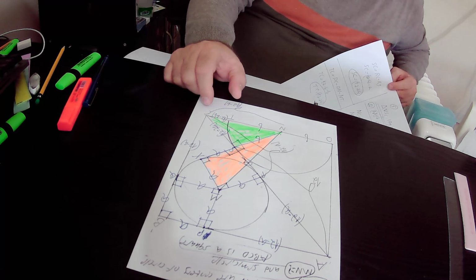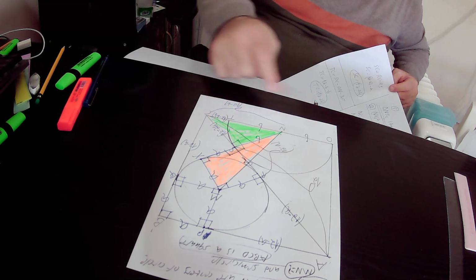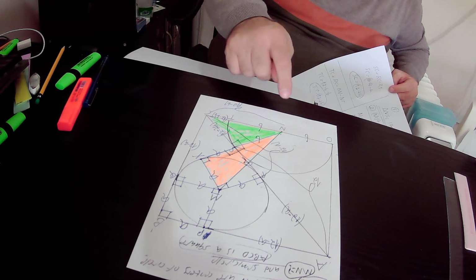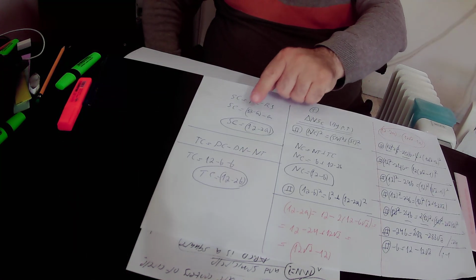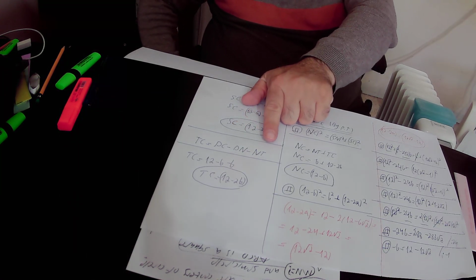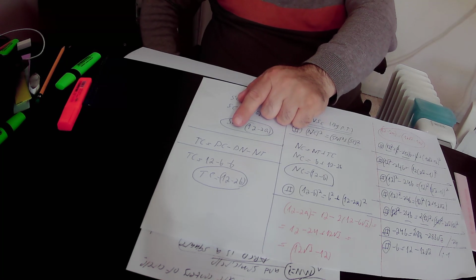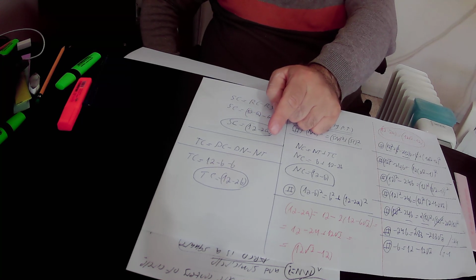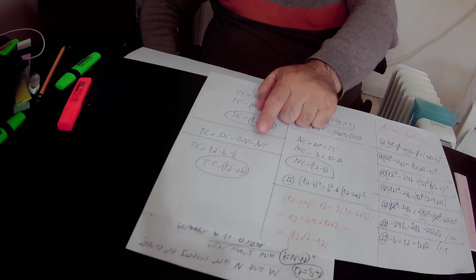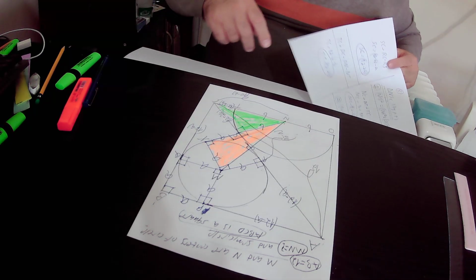Likewise, we find the value of line segment TC. The value of line segment TC will be equal to DC minus DN minus NT. So TC equals DC, that is 12, minus DN, that is B, minus NT, that is B. So in conclusion, we found out that TC equals 12 minus B minus B. That is to say, TC equals 12 minus 2B.